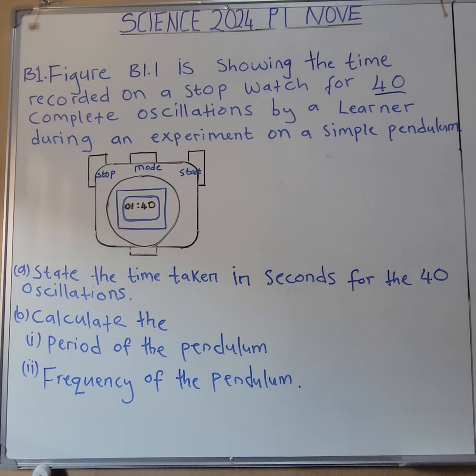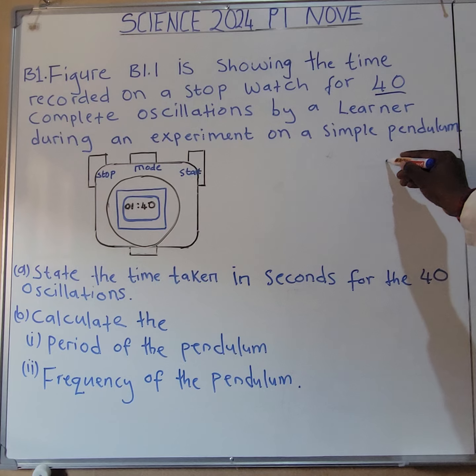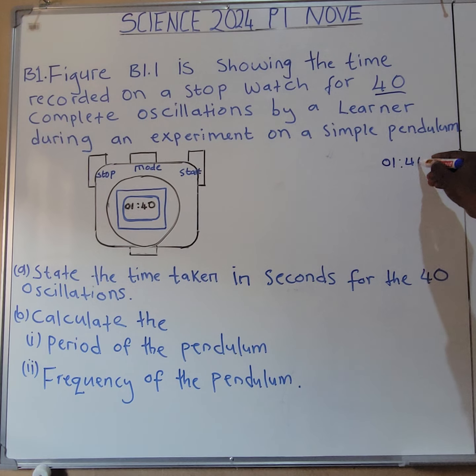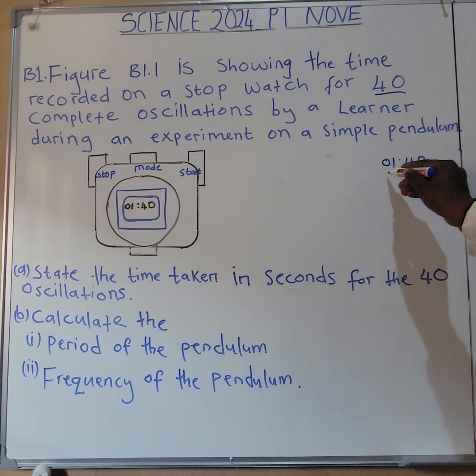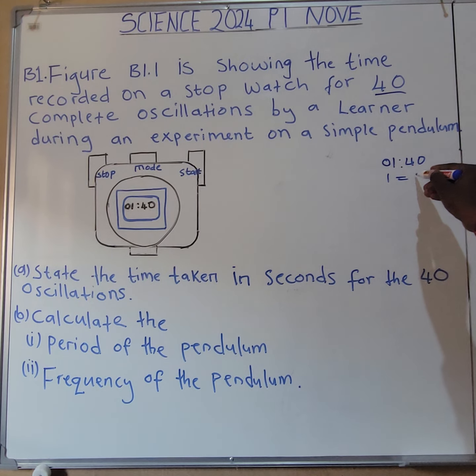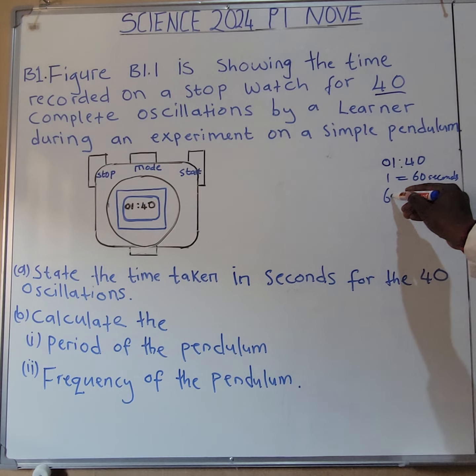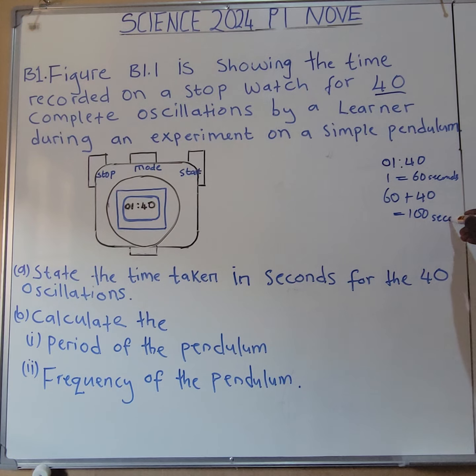Since we have 1 minute 40 seconds, and we know 1 minute is 60 seconds, you just add 60 seconds plus 40 seconds, giving us 100 seconds. So this is the time taken. Our answer there is 100 seconds.